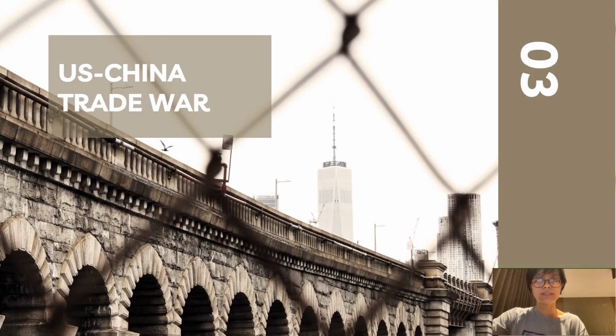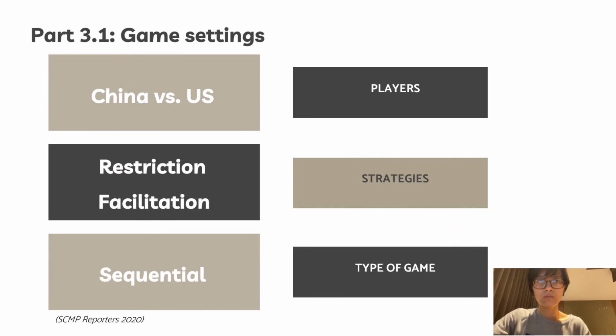Thanks, Dong. Now let's discuss the US-China trade war. The game settings in the US-China trade war are as follows. There are two players, China and the US. The main strategies used include trade restriction, by which the countries can impose tariffs or ban trades on certain goods of the other one, and trade facilitation, where trade barriers are lifted.